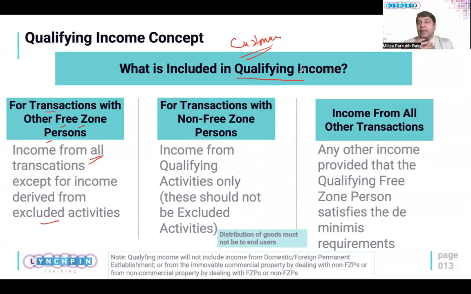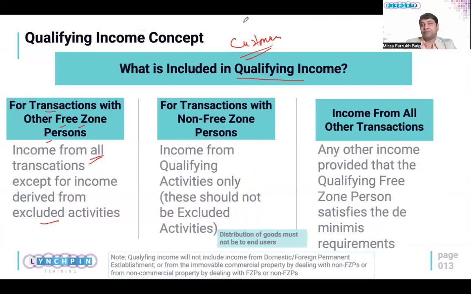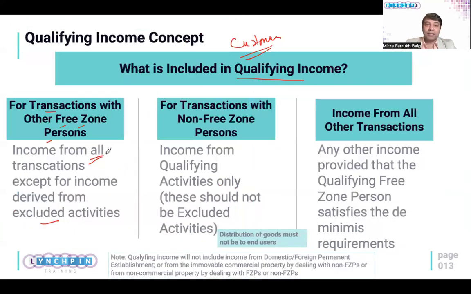For example, I'm a tax consulting business. Tax consulting is not in this list of qualifying activities, and it's not an excluded activity also. And all my clients are within the zone. In that case, although I do not fall in the qualifying activity list, still all my transactions, because all my clients are in the zone, would be considered qualifying activity. And then if I'm dealing with non-free zone persons, whether within the country or outside the country, in this case income only from the qualifying activity would be considered eligible qualifying income.